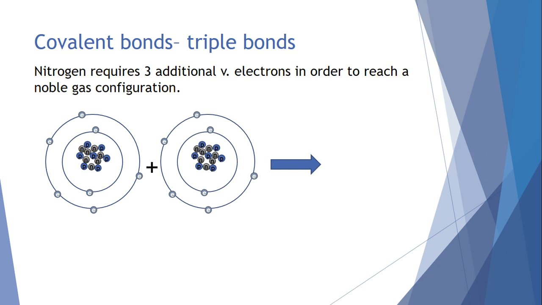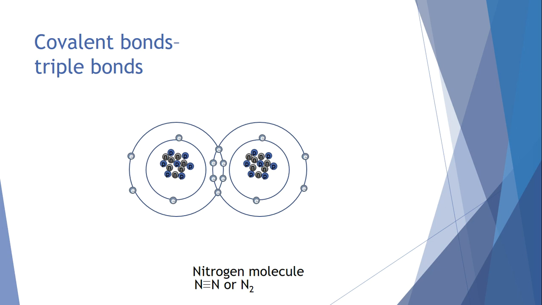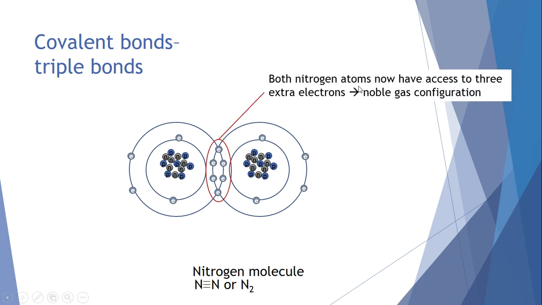What happens if 2 of these atoms, these 2 nitrogen atoms, come close to each other? Well, we get something like this. A nitrogen molecule, again a diatomic molecule, as we can see by the subscript 2 here. We have a triple bond being formed, which we can indicate with 3 lines like that. If we count their electrons now, both nitrogen atoms have access to 3 additional electrons. So in this part here, which is shared, we have 6 electrons, and then we have 2 for this one and 2 for this. So this is going to be 8 in total.